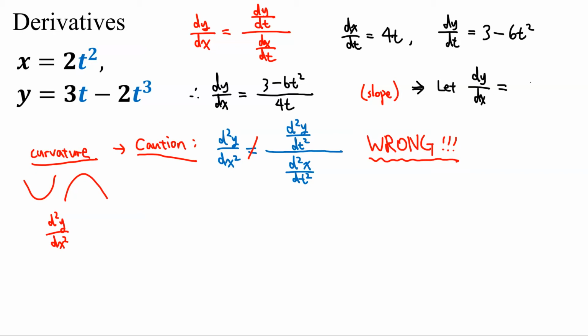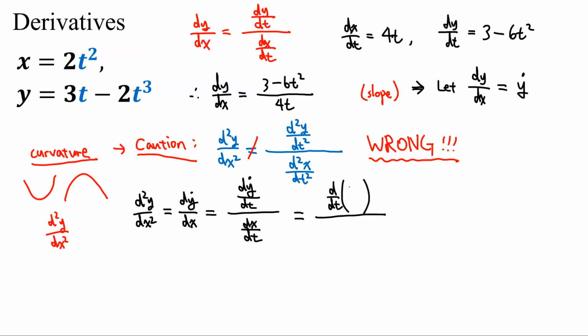For simplicity, let's write dy over dx as y with a dot, I'm just going to call it y dot. Then this second derivative is simply the derivative of y dot with respect to x, which means that it is dy dot over dt over dx over dt, which simply means differentiating dy over dx with respect to t over dx over dt.